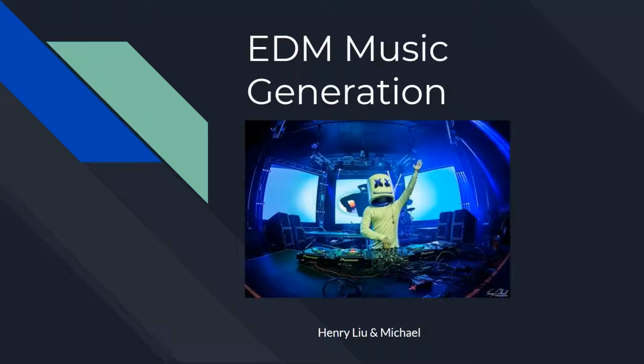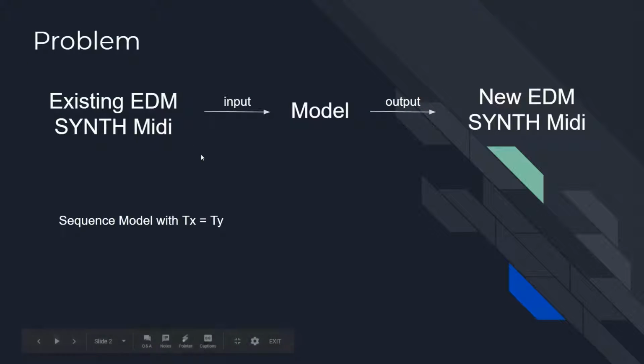The reason we chose the genre of EDM is because EDM songs are the simplest form, and so they're the easiest to process within our model. Our problem is that we have a sample of existing EDM songs, and we want to input this into our model so that the model can create original and new EDM songs. The model is a type of sequence model where the input size and the output size are the same.